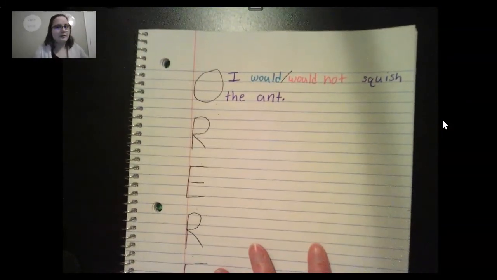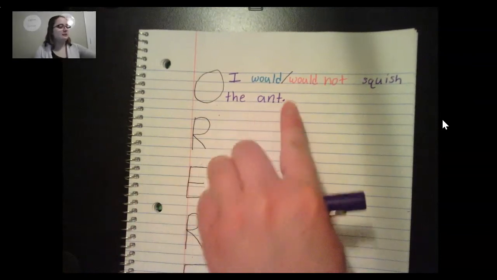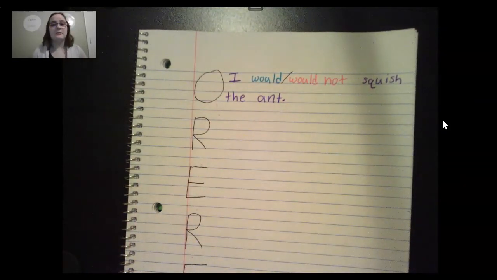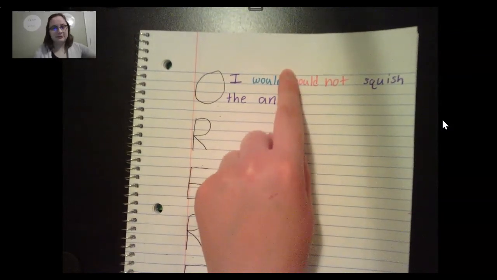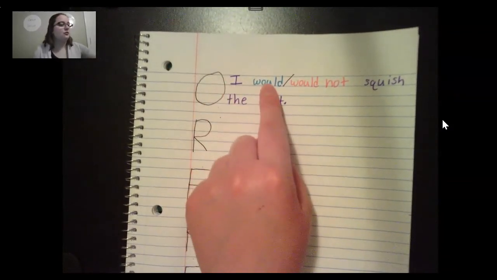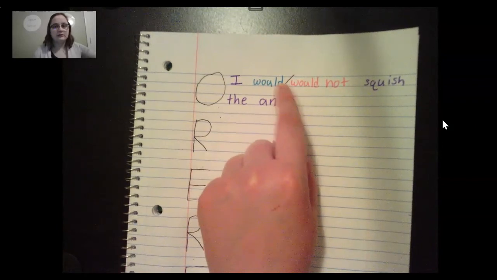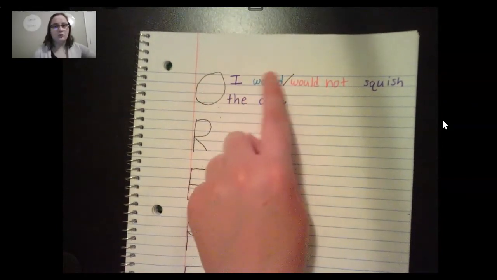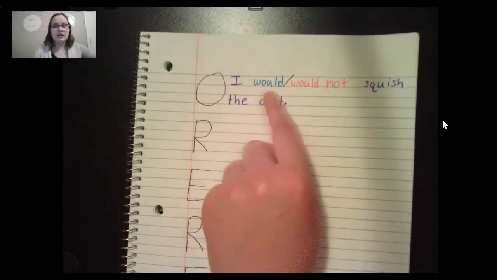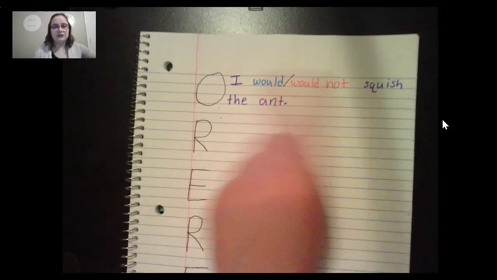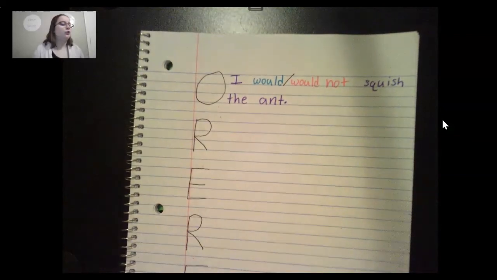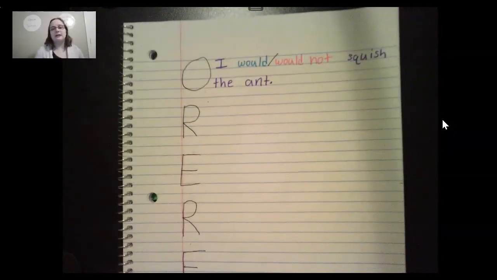So everything in purple, so I squish the ant, period. Everyone's going to write that. And then no one's going to write the slash. But then you have to choose would or would not. So I would squish the ant or I would not squish the ant. So would is in blue and would not is in pink.